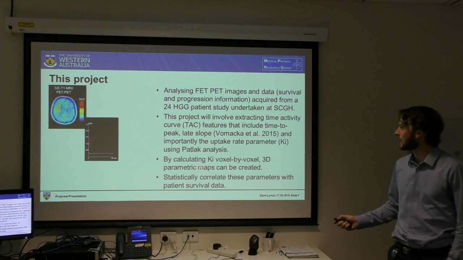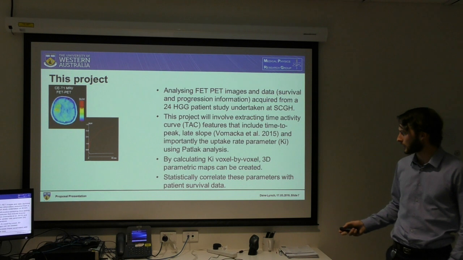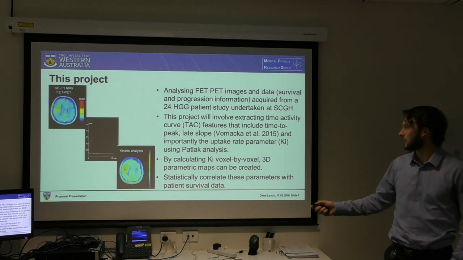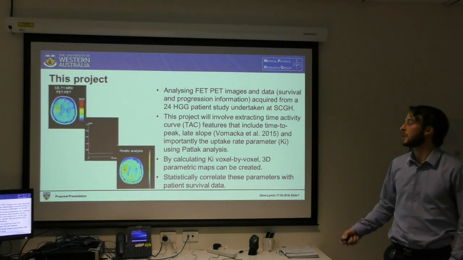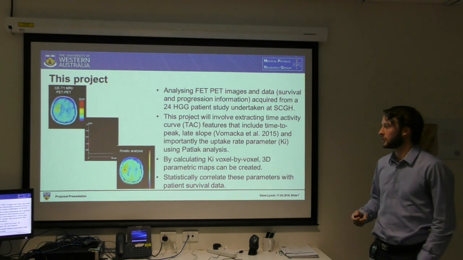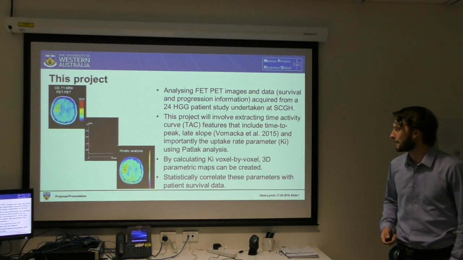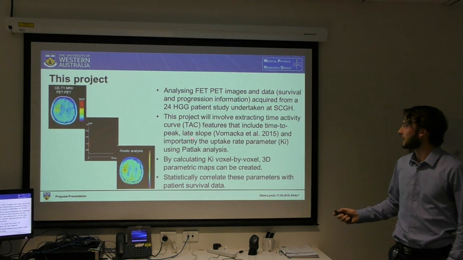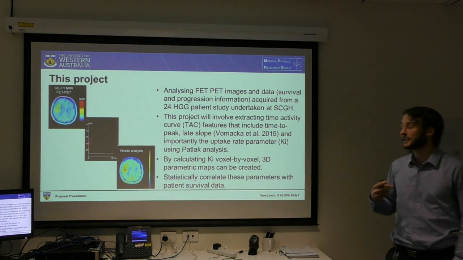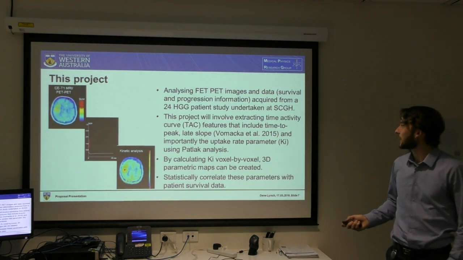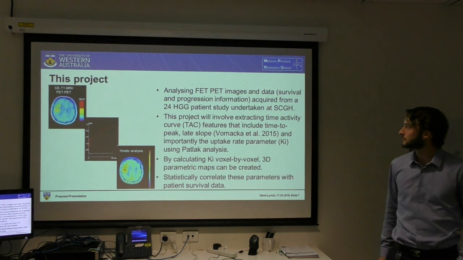By calculating this uptake parameter Ki voxel by voxel, 3D parametric maps can be created that give a much better idea of where the tumour is and how aggressive it is. Once I've found these parameters, I can potentially statistically correlate them with the patient's survival data.